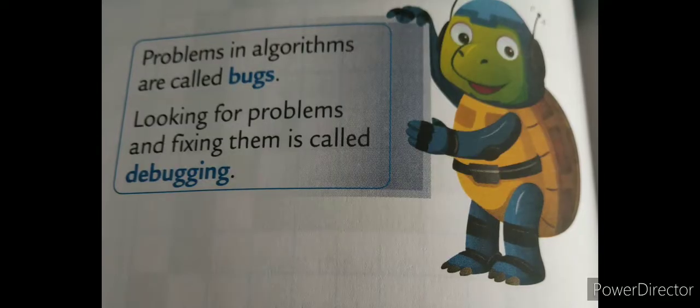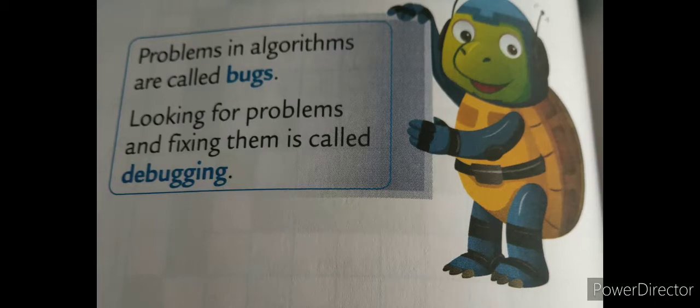Hi all. Today we are going to see lesson number 18, that is debugging. Dear students, before this we have seen algorithm and program. You all know an algorithm is a set of instructions to achieve a specific task, and a program is a particular set of instructions that is coded in a form which the computer can understand. That is nothing but a program.